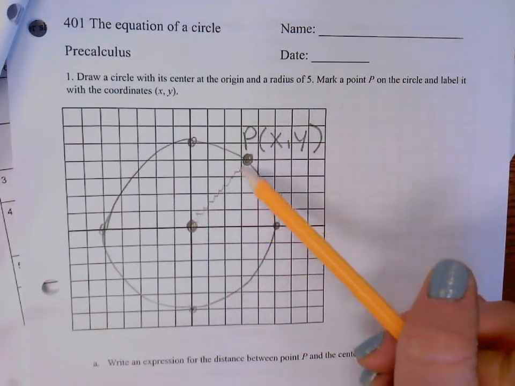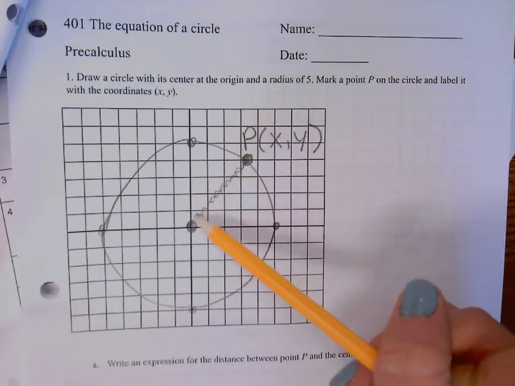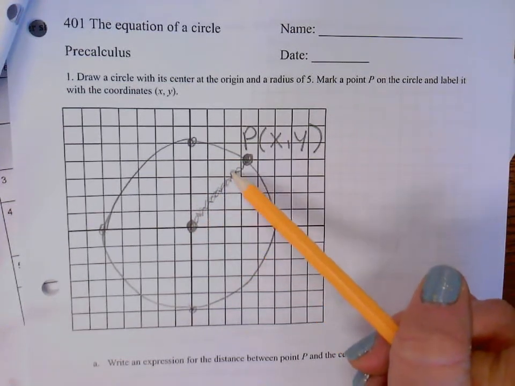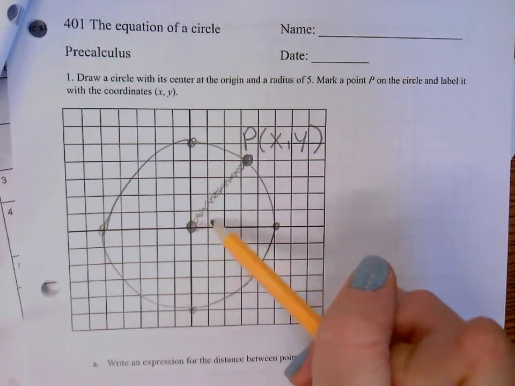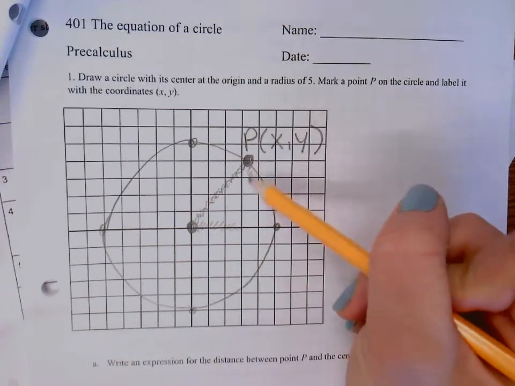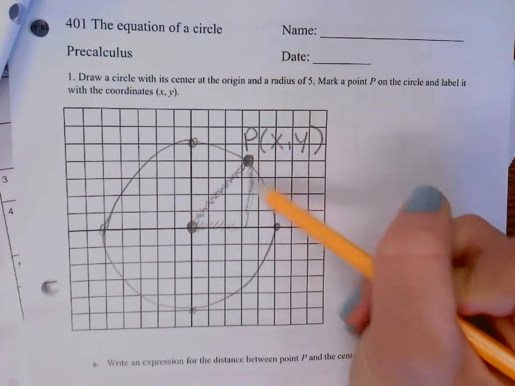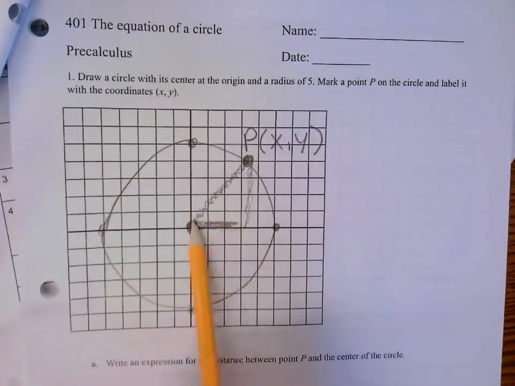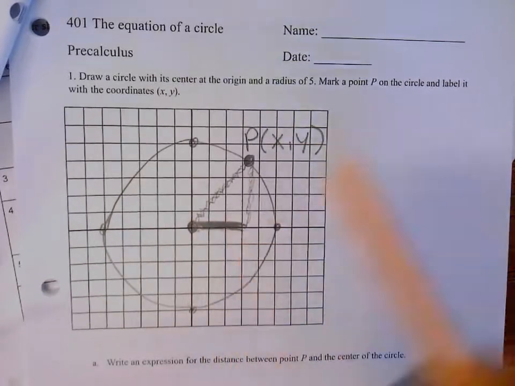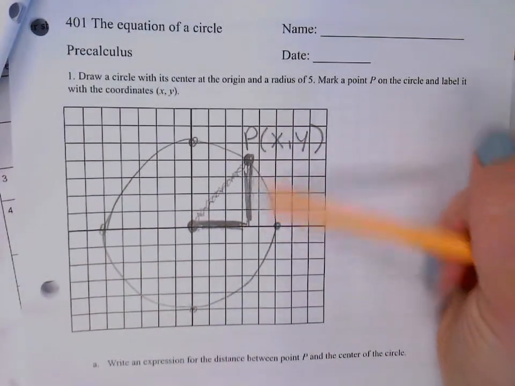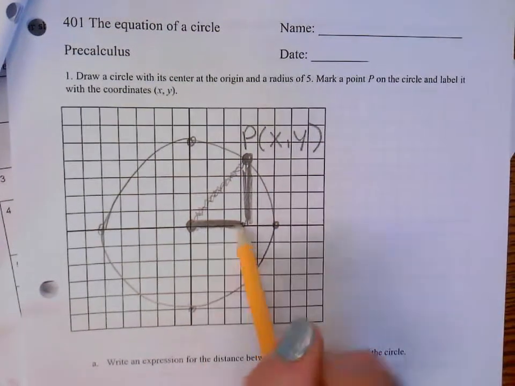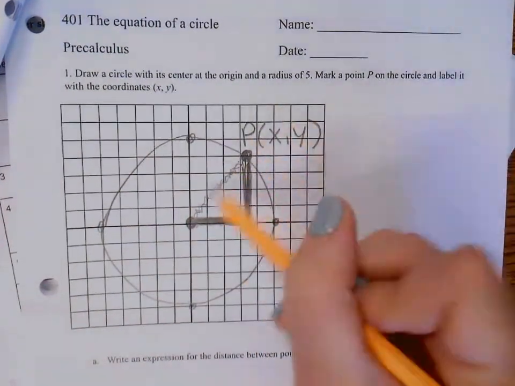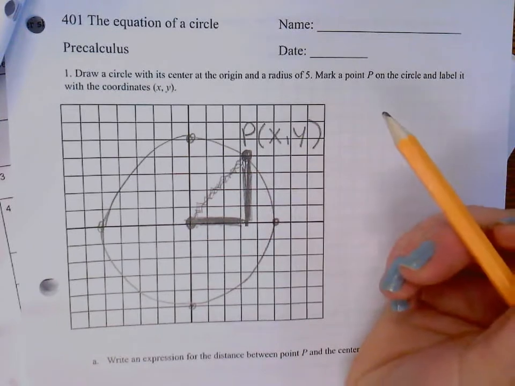How can I write that as a distance formula? Do you remember the distance formula from geometry? Basically, you're using a right triangle to figure out the distance formula because you're using the Pythagorean theorem. So what's this distance? This is just x. What's this distance? This is just y. The Pythagorean theorem says x squared plus y squared will give you your distance squared. Do you remember that from geometry?